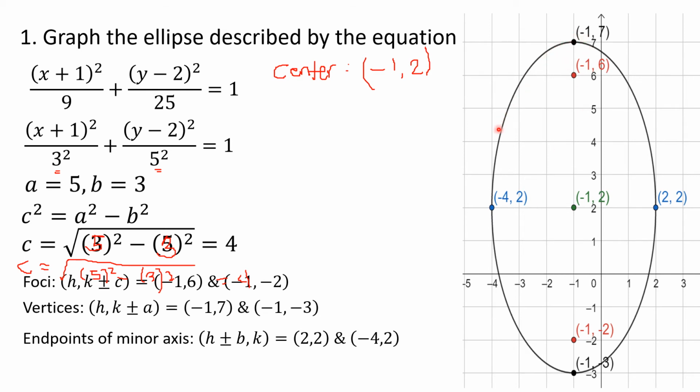And then you create the ellipse by connecting all the four vertices. So these are the co-vertices, and these are our vertex or vertices. And again, 4 here is the focal distance. So from our center going to the focus, the distance is 4.